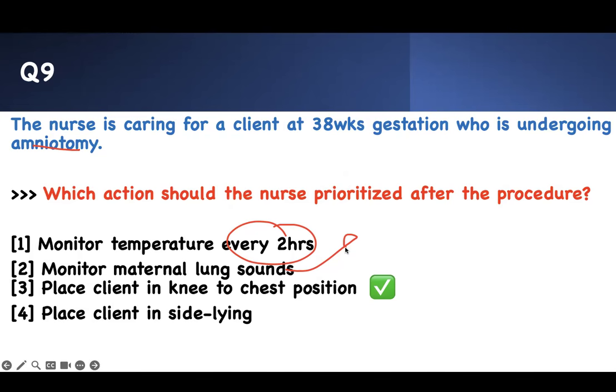Therefore, if we know cord prolapse is going to happen, what are we going to do? We're going to assess for that and treat it. How are you going to assess for that? Do you place mommy in the lateral position, or do you place mommy in the knee to chest position? Knee to chest position is the right way to go for cord prolapse. That's why number 3 is the right answer.